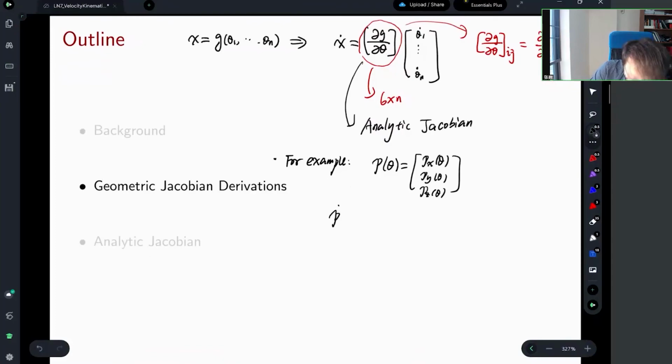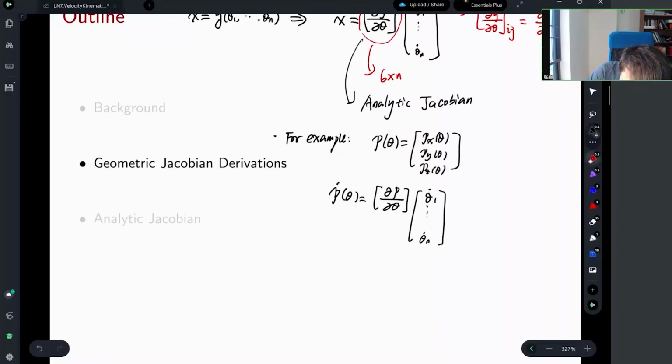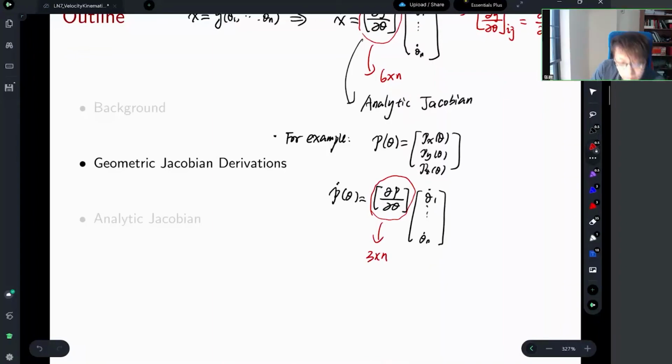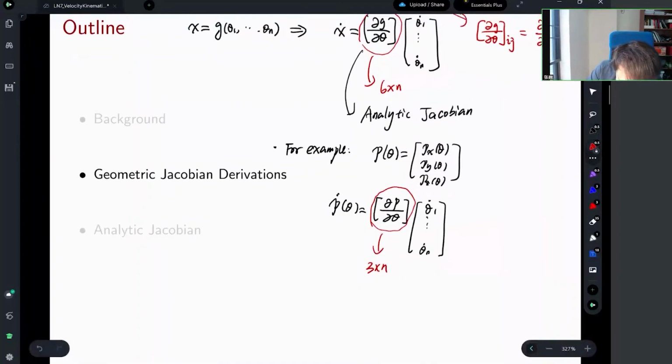And I can find the end-effector frame origin's velocity as a function of joint variable velocities. So p dot becomes partial p partial theta times theta dot, theta 1 dot all the way to theta n dot. So what's the dimension of this? 3 by n. This 3 by n matrix is actually the first 3 rows of partial g partial theta, and this is also called the analytic Jacobian.